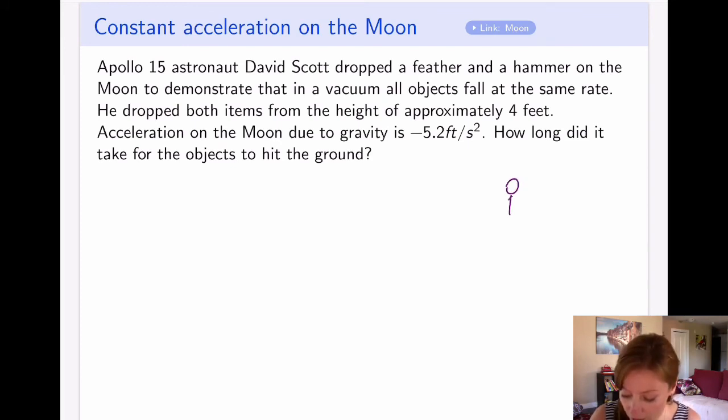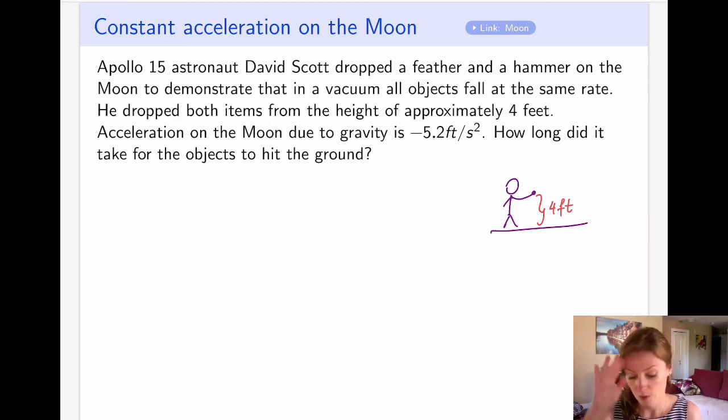So in this case, we have an astronaut who is dropping a feather and a hammer from about, we're told, 4 feet of height. Okay, we know the acceleration on the moon due to gravity, and we would like to figure out when does that object, when do either of those objects hit the actual surface of the moon.